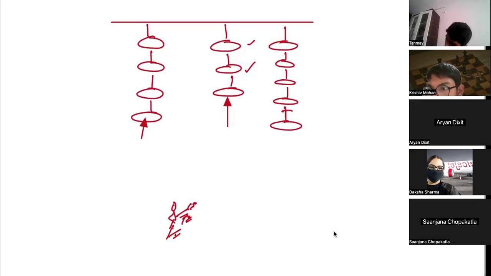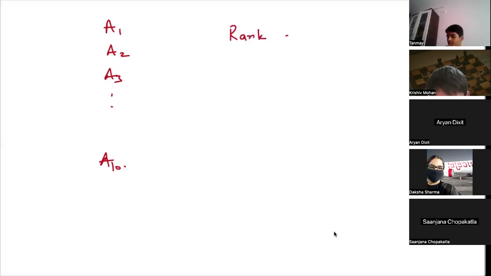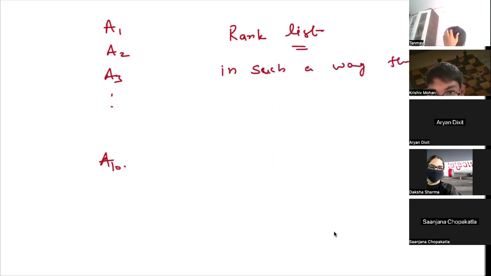Let's start with the basics. What if I give you the question in such a way: there are 10 students, A1, A2, A3, up to A10. We have to make a rank list in such a way that A1 is always ahead of A2.